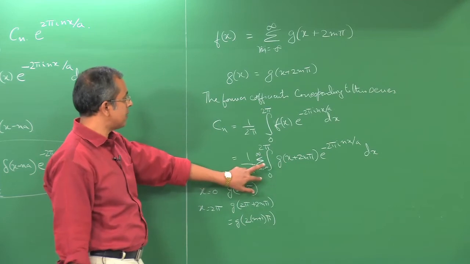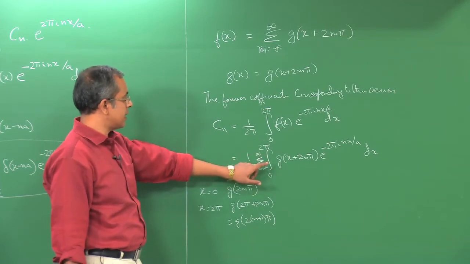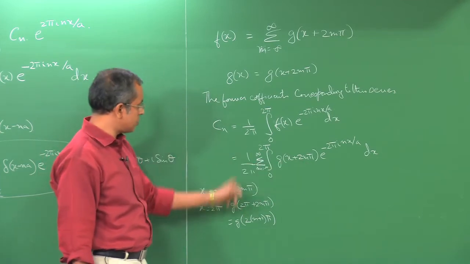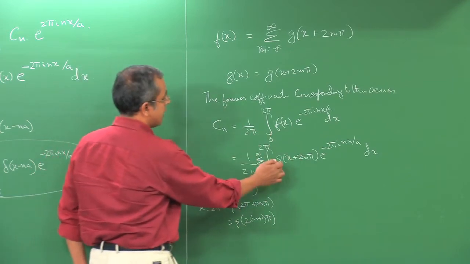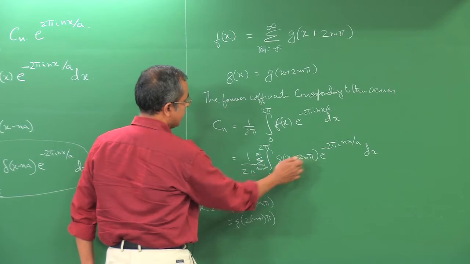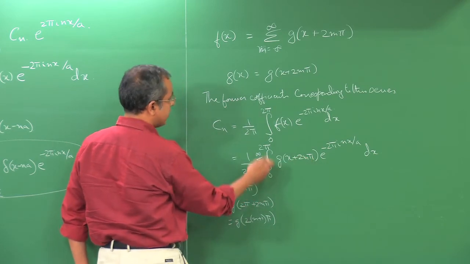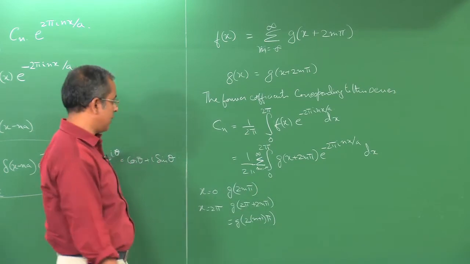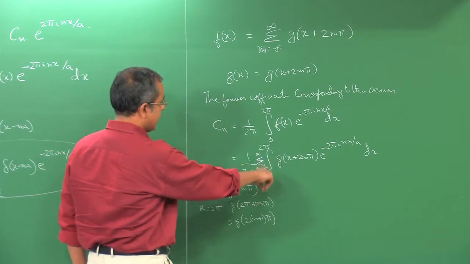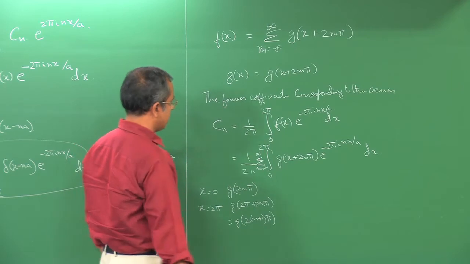So, we are simply changing the limits of integration and correspondingly adjusting this function so that the process remains the same. Instead of going from 0 to 2 pi and having this function being x plus 2 m pi, I can go from 2 m pi to 2 m plus 1 pi and have this simply as g of x. So, that is all we are going to do. I am just going to rewrite this with changing the limits of integration.